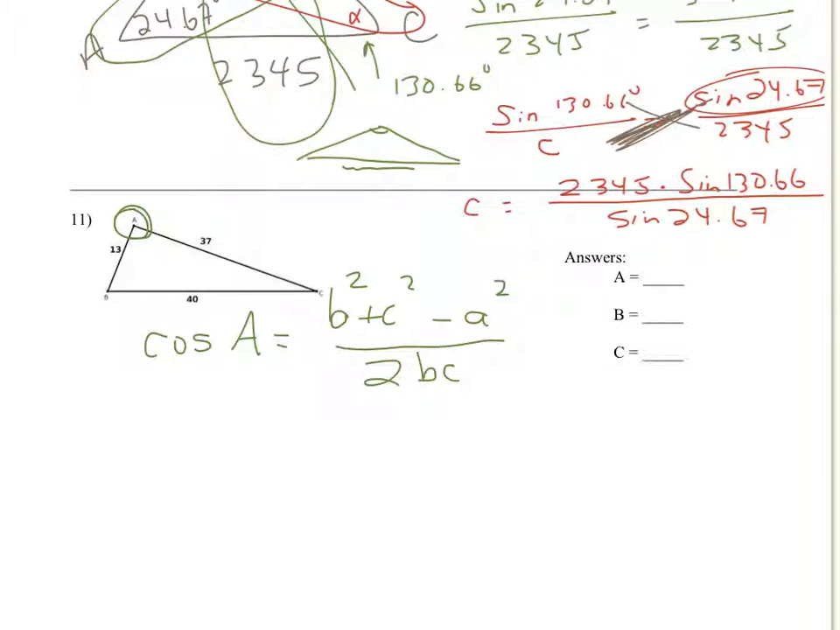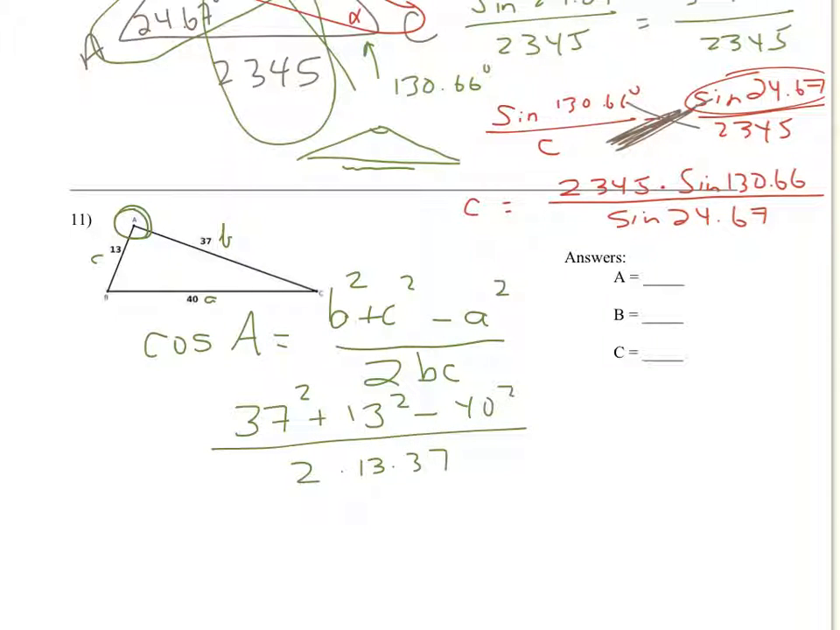So now if I make my little marks here for where these different letters occur, I can actually start filling numbers in. So it looks like my big calculation will be 37 squared plus 13 squared minus 40 squared all over 2 times 13 times 37, those same two numbers I just worked with.